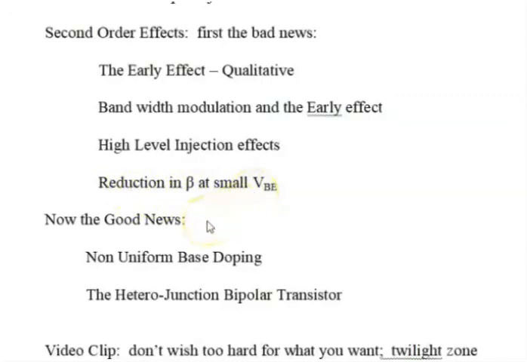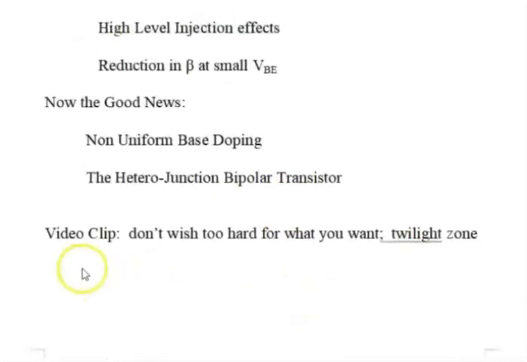And then on to the good news. We'll be covering two second-order effects: non-uniform base doping, which is fairly straightforward to implement, and then the more important one, which is the HBT, and that is relatively straightforward to understand, not so easy to fabricate. And then we'll end with a video clip, which I hope you'll find interesting, from the Twilight Zone.